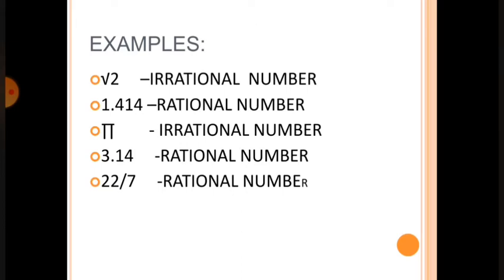Pi is an irrational number. We have its approximate value as 3.14 or 22 by 7. 3.14 and 22 by 7 are both rational numbers, but pi is an irrational number. Remember, 22 by 7 and 3.14 are rational numbers, but pi is an irrational number.